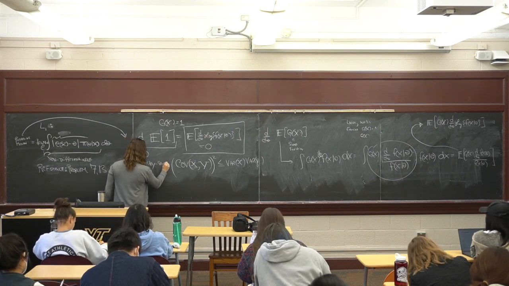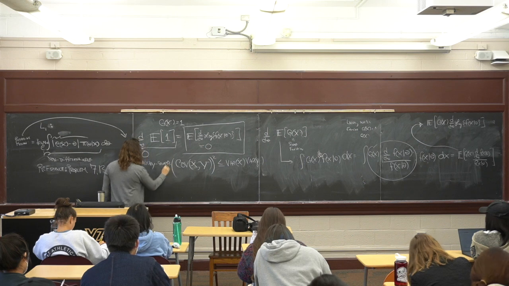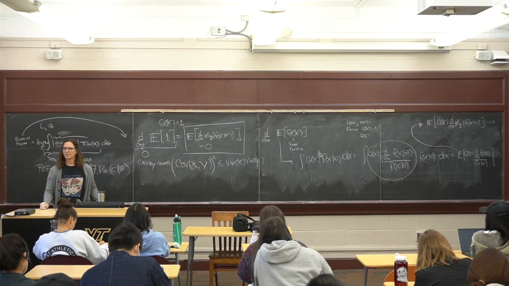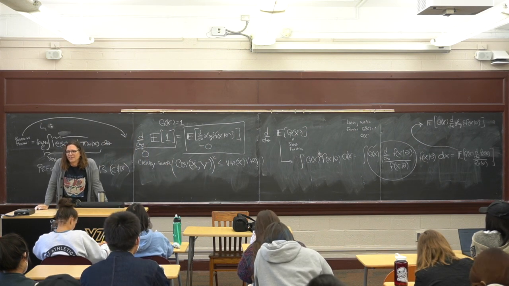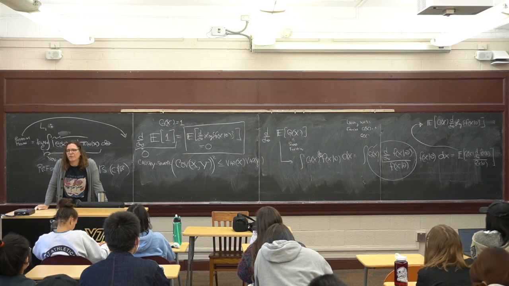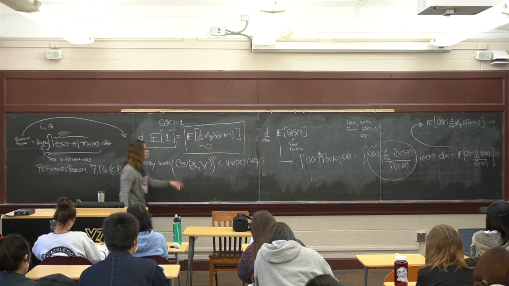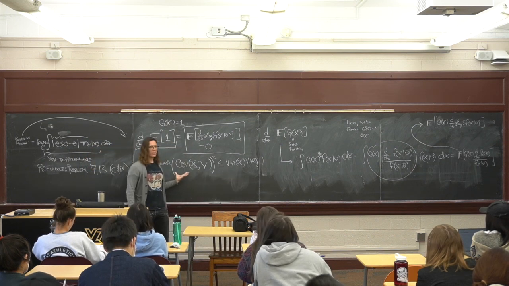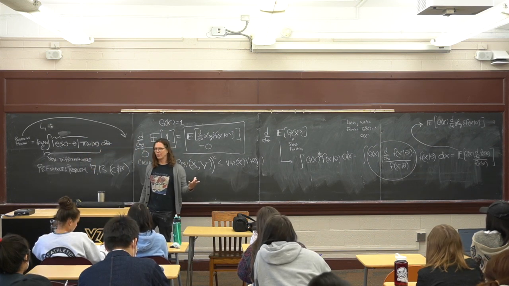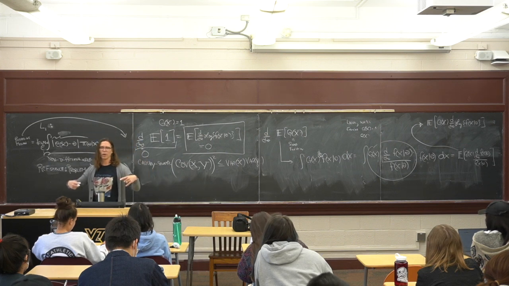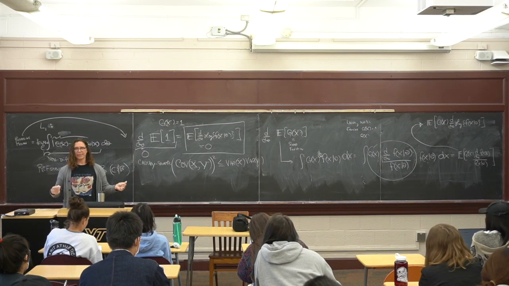Can somebody tell me real quickly why this is true? Maybe not. Think about the definition of correlation. Yeah, exactly. If I take the square root of everything and divide these down, that's the definition of the correlation coefficient, and we know that lives between -1 and 1, so proof complete.